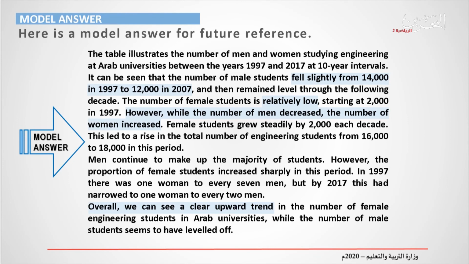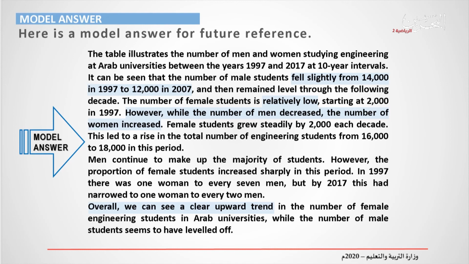The table illustrates the number of men and women studying engineering at Arab universities between the years 1997 and 2017 at 10-year intervals. It can be seen that the number of male students fell slightly from 14,000 in 1997 to 12,000 in 2007, and then remained level through the following decade. The number of female students is relatively low, starting at 2,000 in 1997. However, while the number of men decreased, the number of women increased.